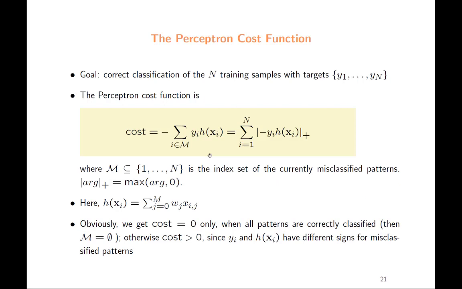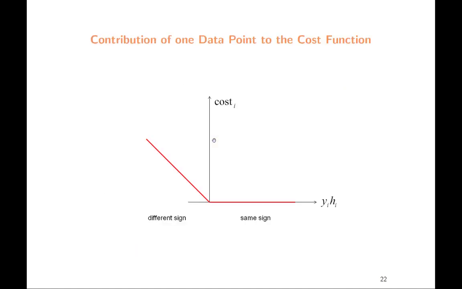This is the cost function associated with the perceptron. So you sum over all misclassified samples in the training data, you put a minus in front, and you do the product of yi times h of xi. So if they have the same sign, then they're not in the set because they're not misclassified. And if they have different signs, then this minus cancels with this minus, so there's a positive contribution to the cost function.